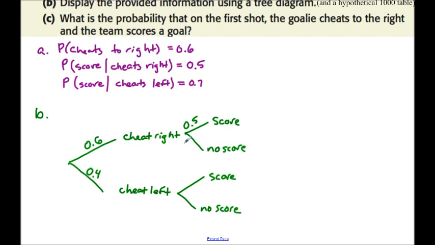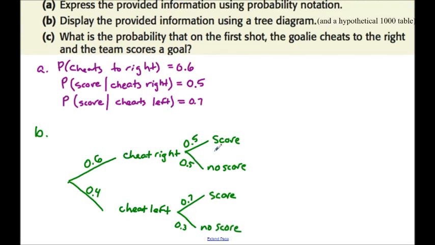And down here, it's 0.5 as well, because 1 minus 0.5 is 0.5. Then for cheating left, it says it's 0.7. So we're going to have something like this. They score 0.7, and the complement of that, 1 minus 0.7, is 0.3. So that's the other possibility.